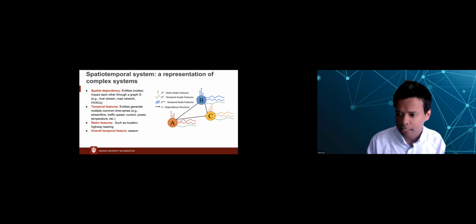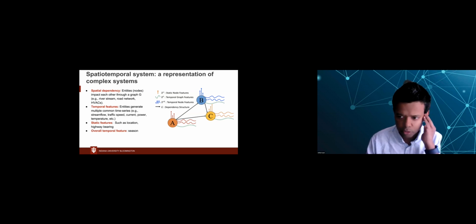There are numerous examples like this. For example, a river system where different subbasins are influencing one another. In road network, traffic flow prediction, we have a system like this. In our particular example, we have multiple devices like HVACs, and they often influence one another, and we can then capture those dependencies using a graph structure. So that is the spatial dependency that we can consider in a spatiotemporal system. And then we have temporal dependencies. For example, different entities or sensors are generating time series data.